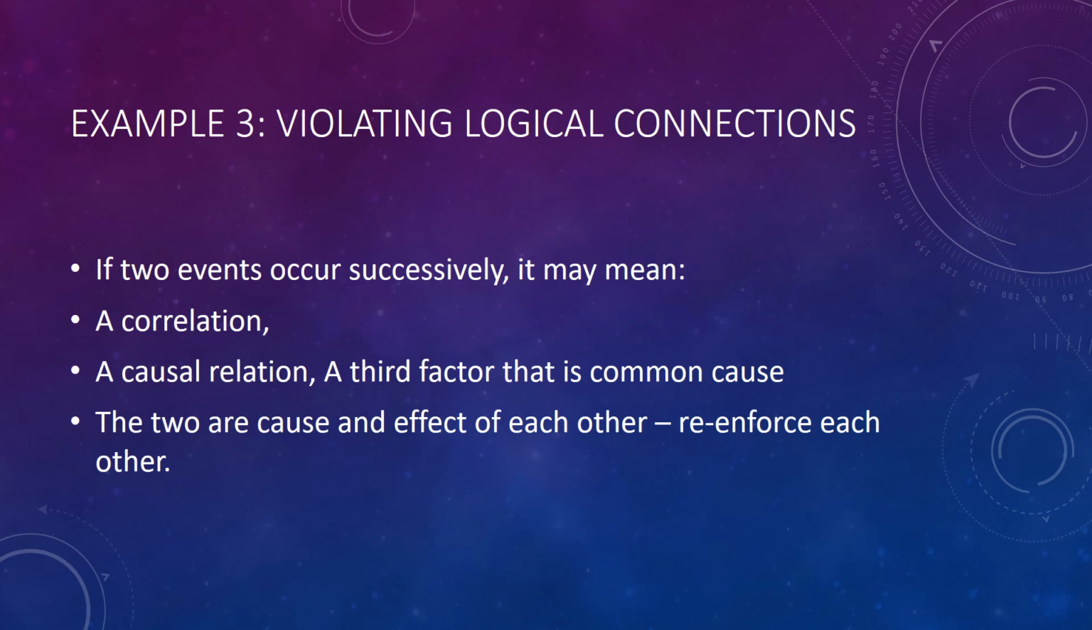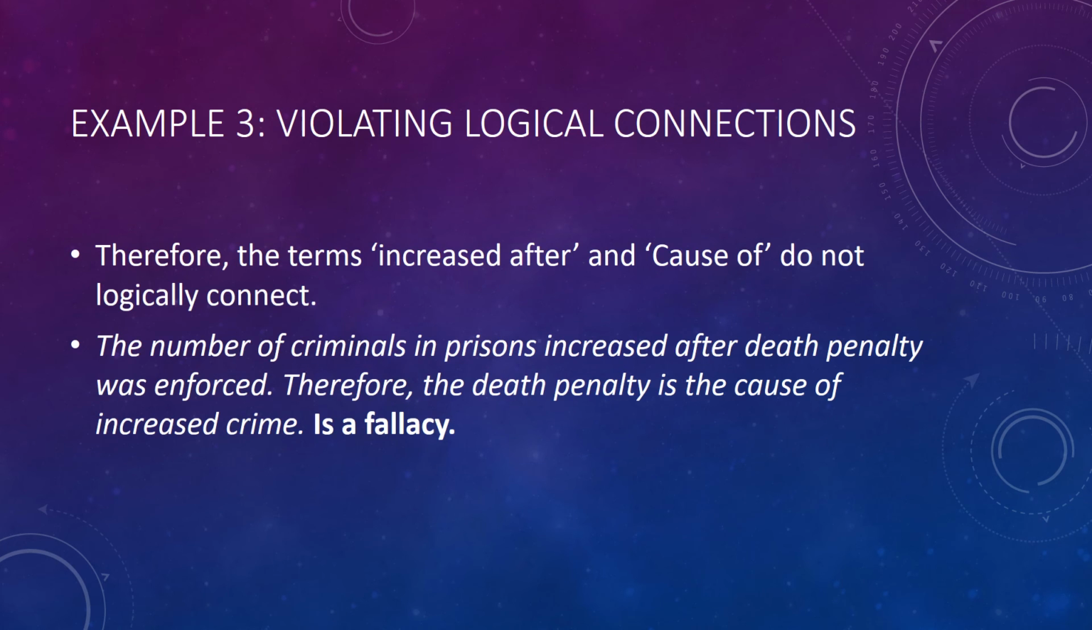If two events occur successively, it may mean a correlation. It may mean a causal relation, it may mean a third factor that is common cause, or it may in fact mean that the two are cause and effect of each other, reinforce each other. Therefore, the terms increase after and the cause of do not logically connect with one another, because there is no logical connection between the terms used in the premises and the conclusion. The conclusion of this argument, therefore, the death penalty is the cause of increased crime, does not follow. Therefore, it is a fallacious argument.